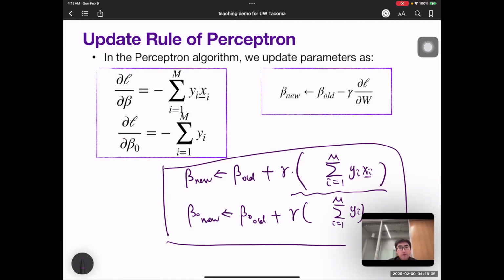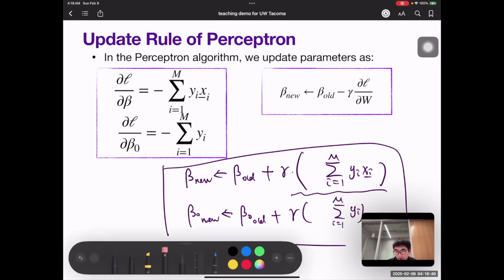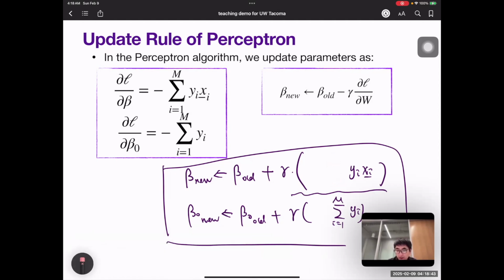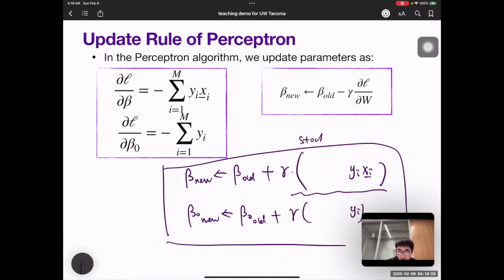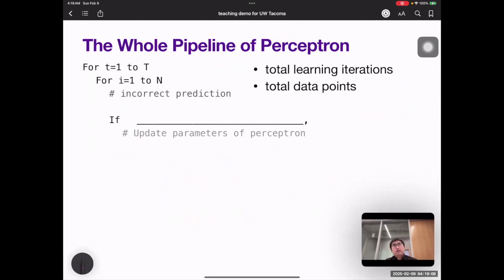Instead of using all the data points, we can make this operation cheaper by only looking at one data point. As long as we find one data point that is misclassified, we are going to call this update rule. This is called stochastic gradient descent, where the stochastic comes from each data point. After seeing this update rule, now we are going to implement the whole pipeline of the perceptron algorithm.